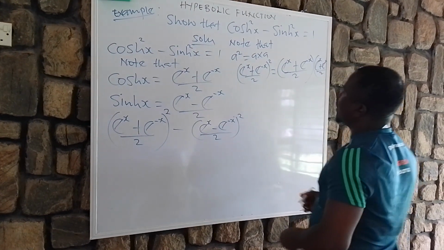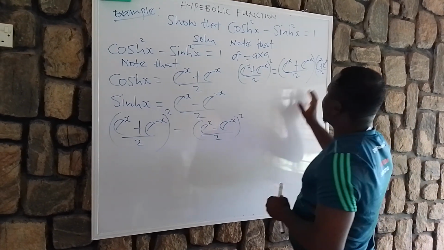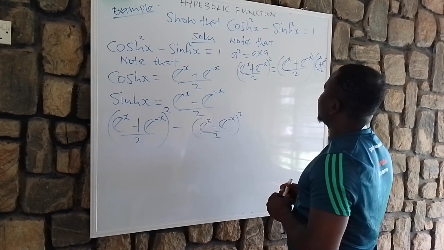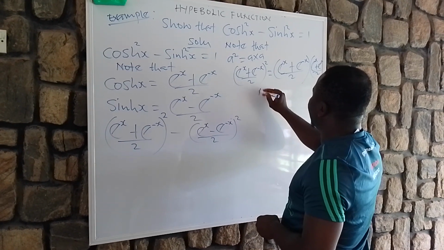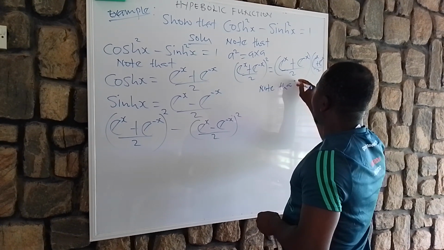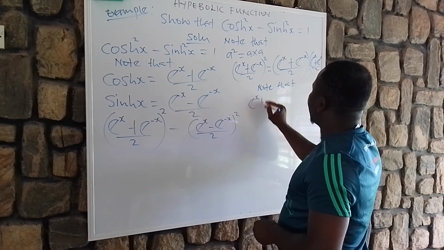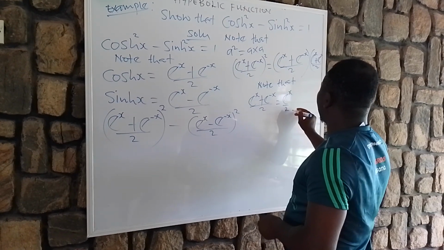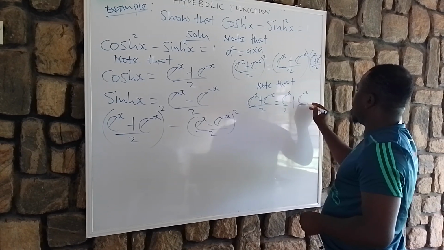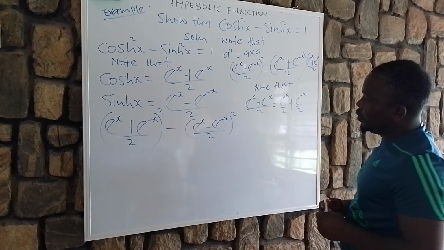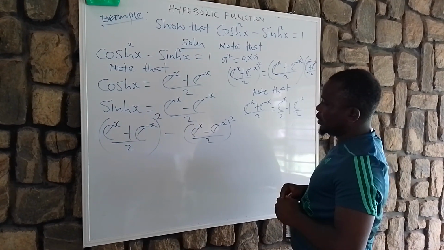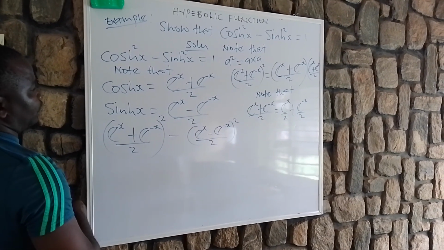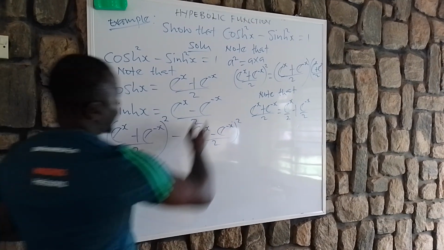True or false? Okay, so if you agree with me, it means this will generate 2 brackets, so you have to multiply out. But there's something I want us to take note of. Note also that exponential x plus exponential minus x all over 2 is the same as exponential x all over 2 plus exponential minus x all over 2. Please take note, because I want to do something that you may assume is confusing. It is not confusing, but I want you to just take note of this.